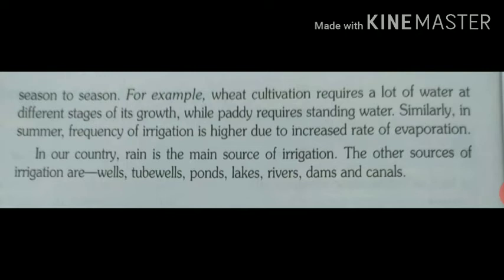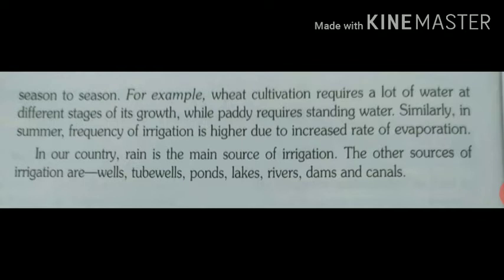So the frequency of irrigation of the crop is higher in summer season because at that time the rate of evaporation is very fast. This is because during the hot days of summer, the rate of evaporation of water from the soil and the leaves of crop plant is increased. On the other hand, the frequency of irrigation of the crop is comfortably lower in the colder winter seasons.